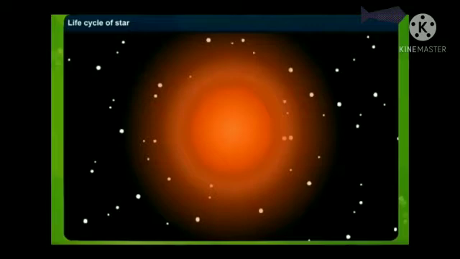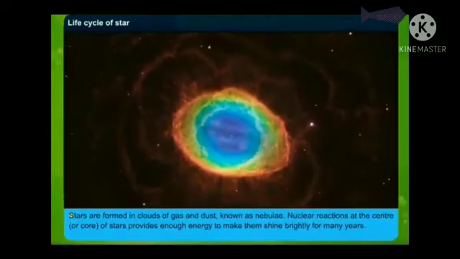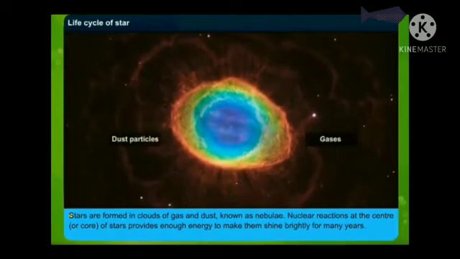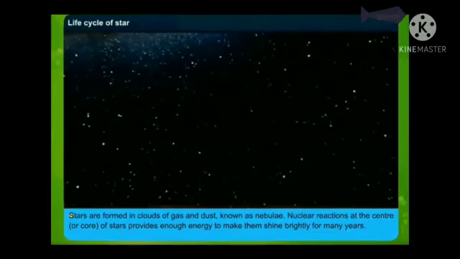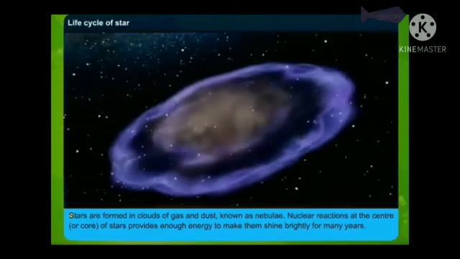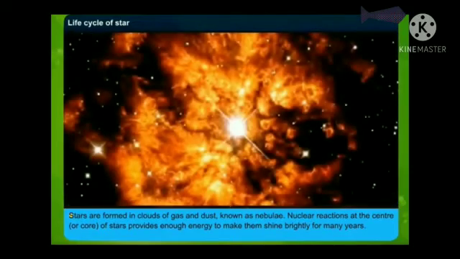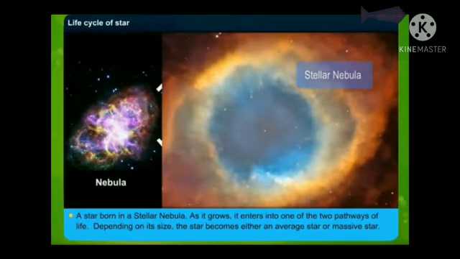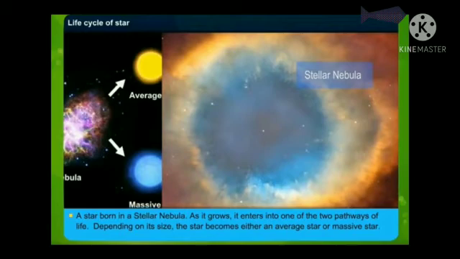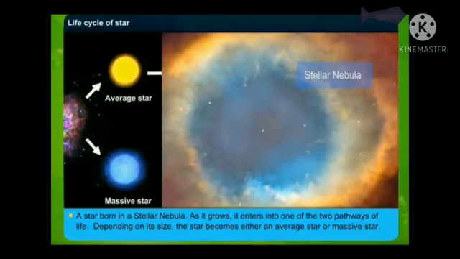Life cycle of a star. Stars are formed in clouds of gas and dust known as nebulae. Nuclear reactions at the center or core of stars provide enough energy to make them bright. A star is born in a stellar nebula. As it grows, it enters into one of the two pathways of life. Depending on its size, the star becomes either an average star or a massive star.